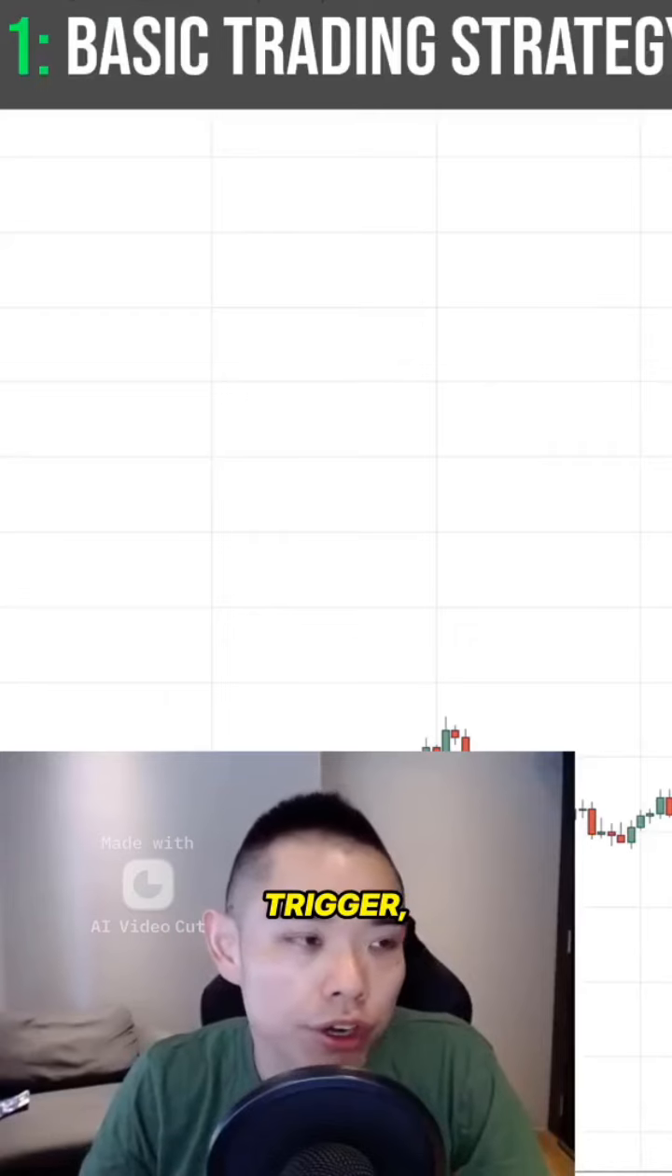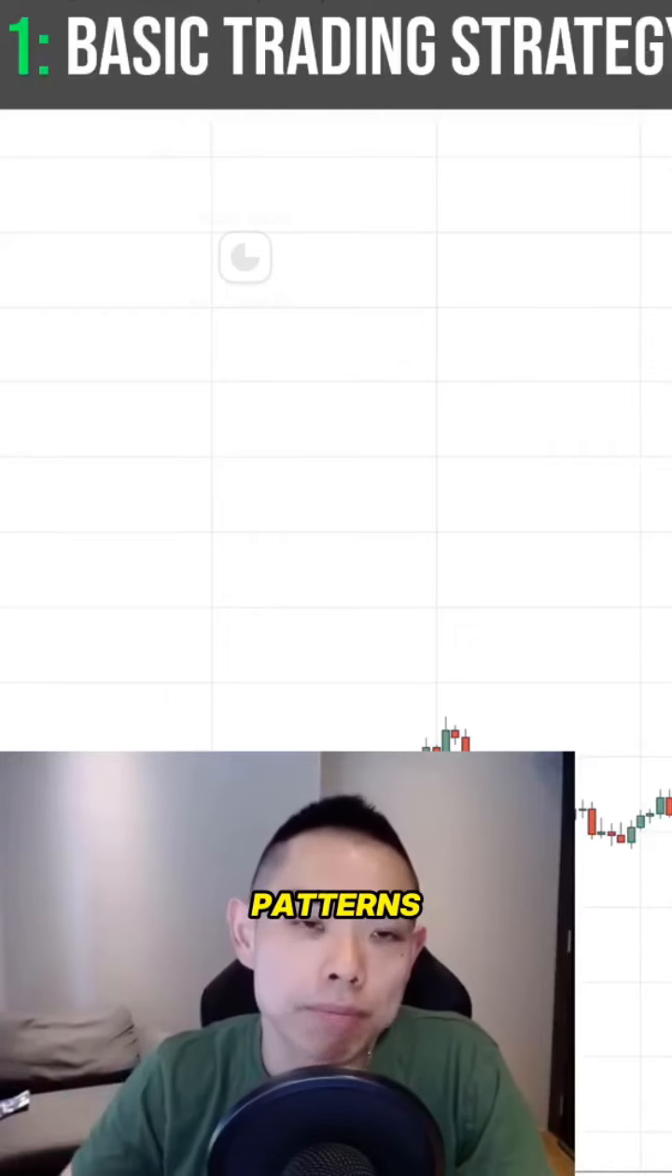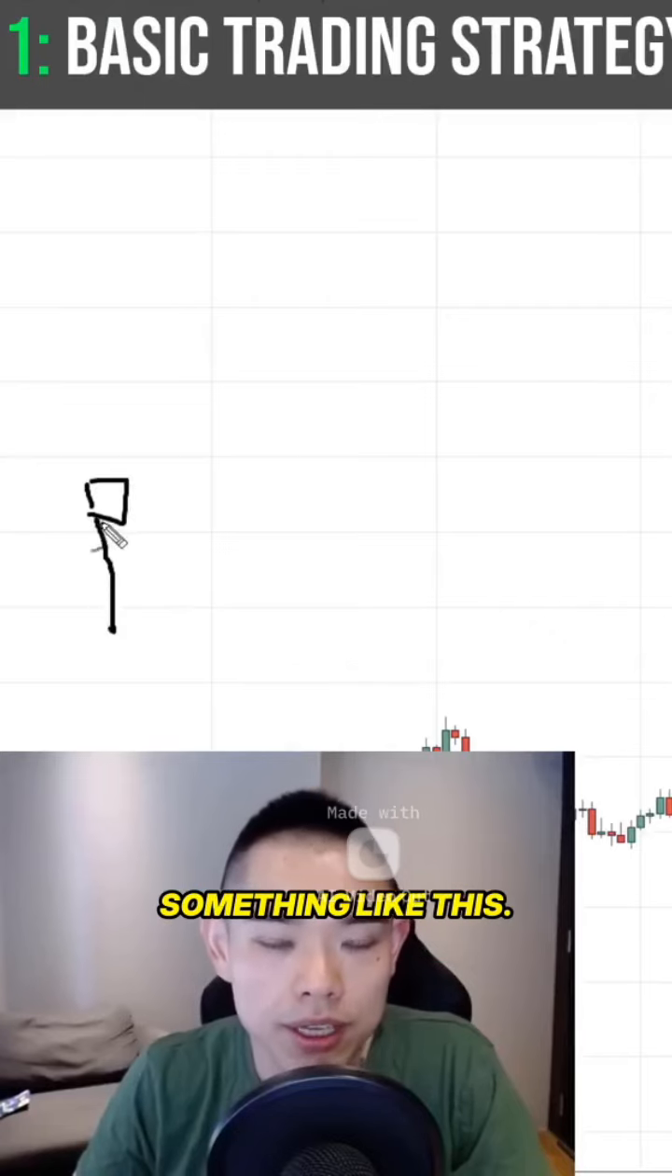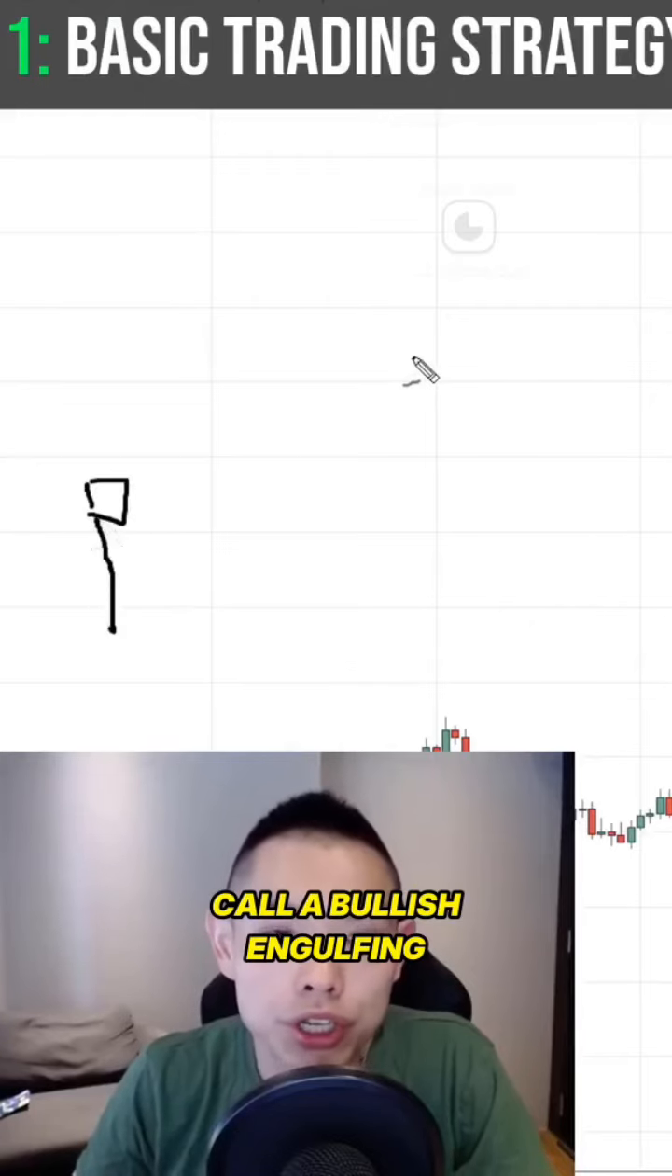And to look for an entry trigger, there are two very common candlestick patterns that you can pay attention to. Number one is what we call the hammer. That looks something like this. The second one is what we call a bullish engulfing pattern.